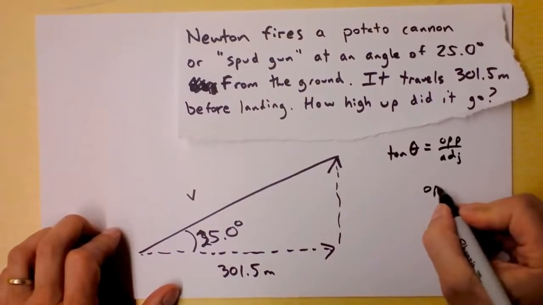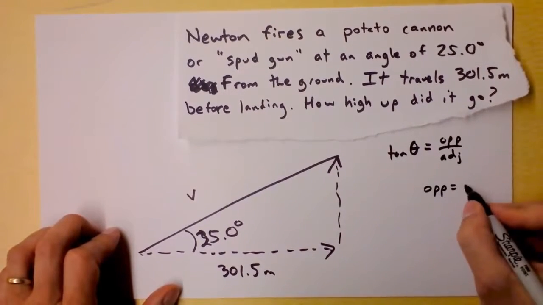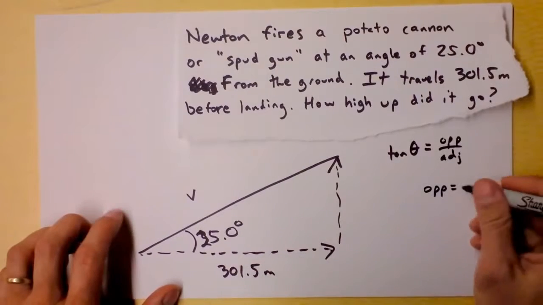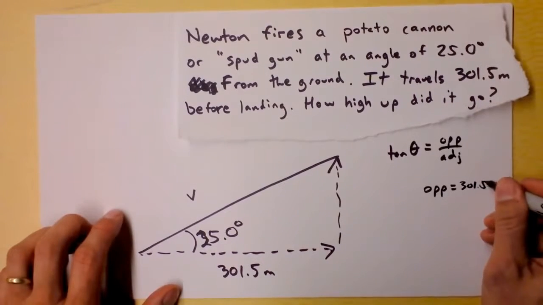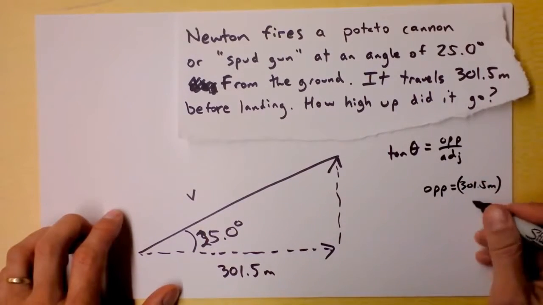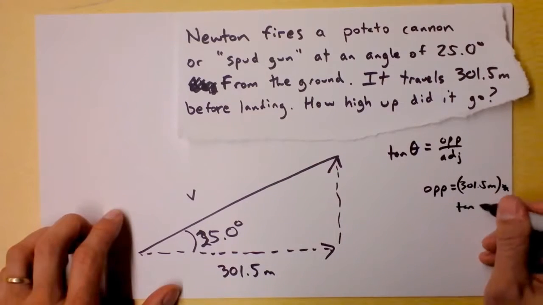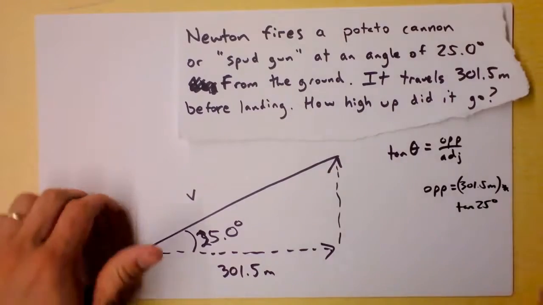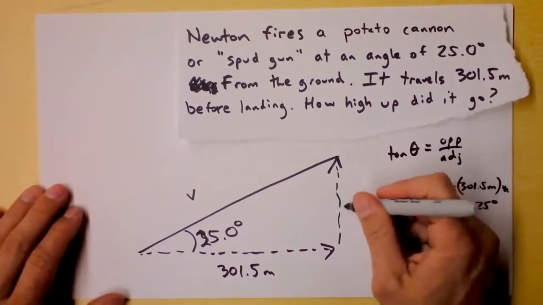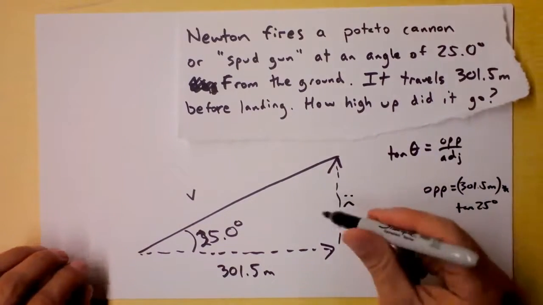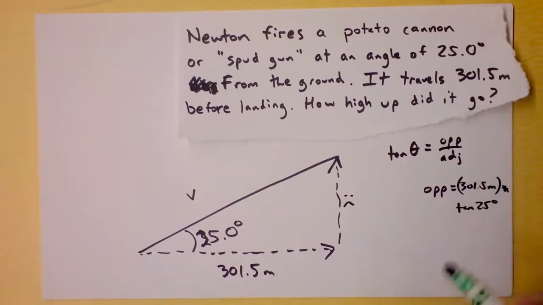If I'm trying to find the opposite, what am I going to do? I'm just going to take that adjacent side, 301.5 meters, and multiply it by the tangent of 25 degrees. And that's going to be so wrong. This number here is so wrong because guess what? Our potato doesn't fly in a straight line.